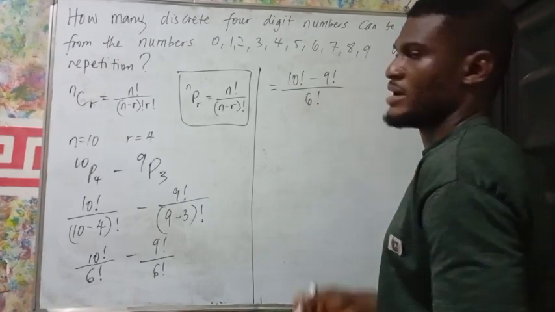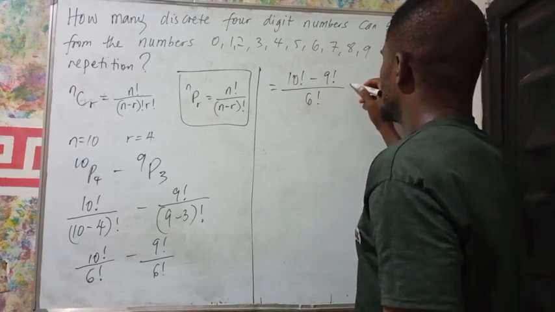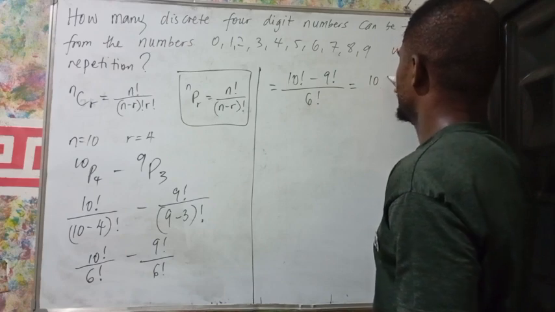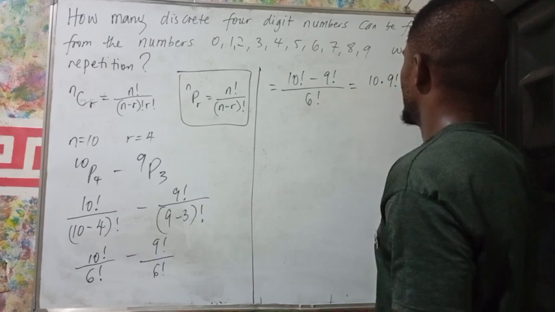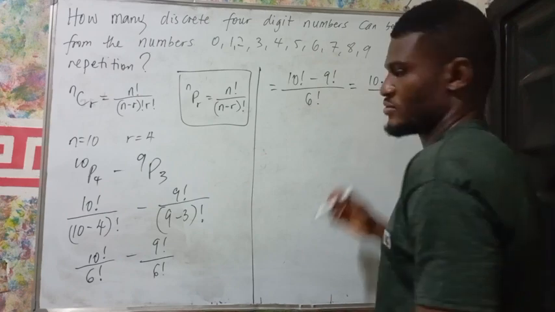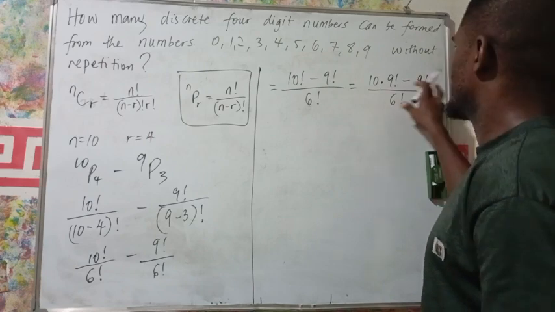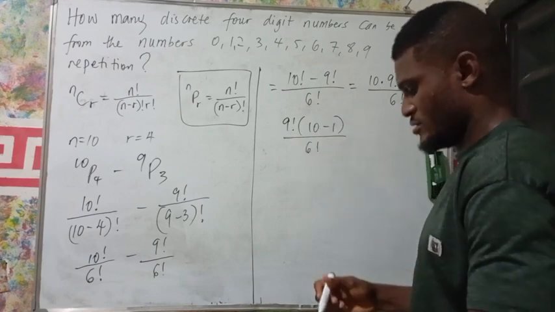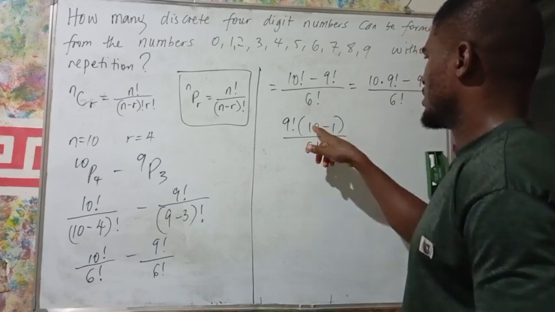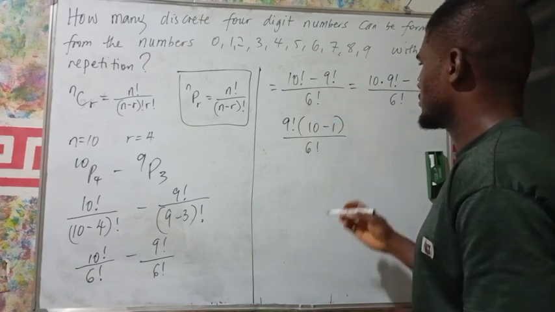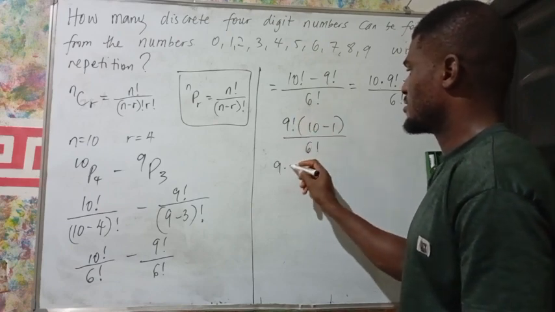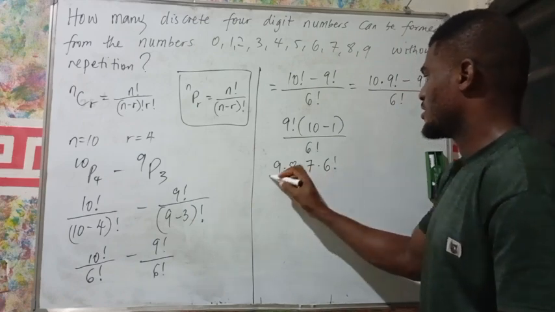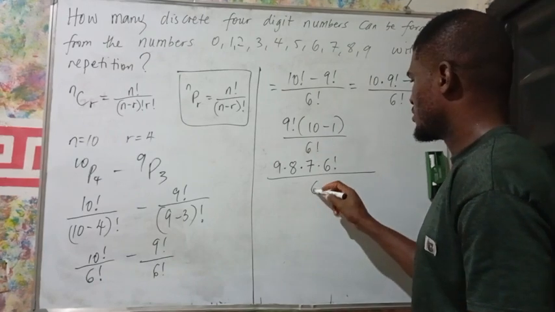Now 10 factorial minus 9 factorial would be the same thing as saying 10 times 9 factorial minus 9 factorial, all over 6 factorial. Now 9 factorial is common, so if we pull out 9 factorial, we have 10 minus 1 all over 6 factorial. Now 10 minus 1 is 9. Therefore this 9 factorial will be the same as 9 times 8 times 7 times 6 factorial. We want to stop at 6 because on the denominator we have 6 factorial.